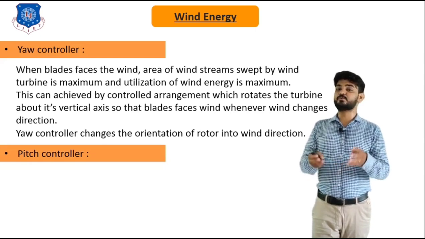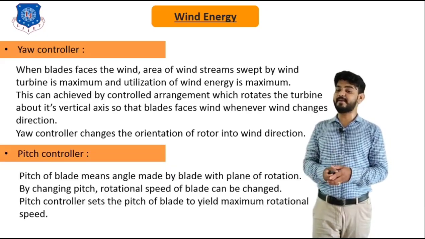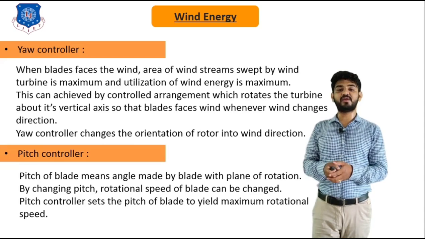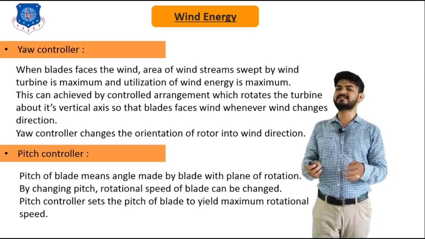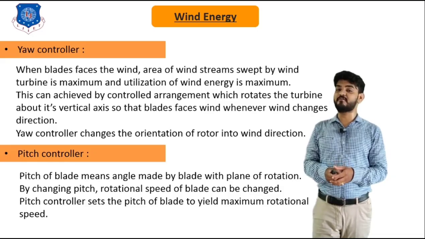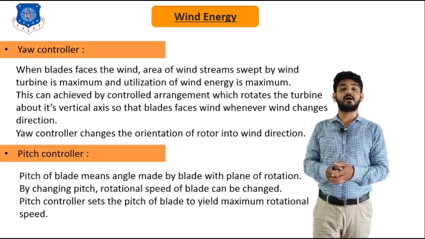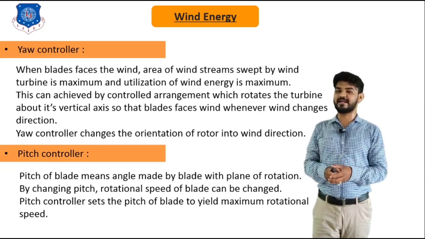Now, let's move to the next controller, and that is the pitch controller. Pitch is the angle made by the blade with the plane of rotation. By changing pitch, we can increase the speed of the turbine blade. Hence, the pitch controller is always set in such a way that we can get the maximum speed of the wind turbine and generate the maximum electrical energy.